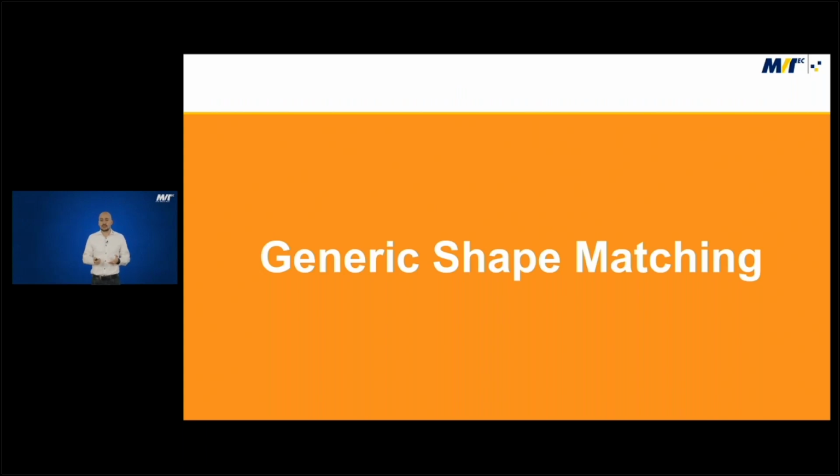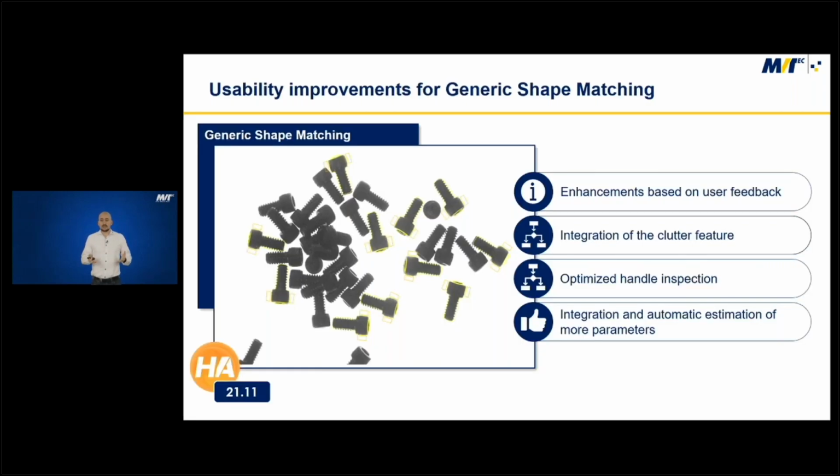Another topic is our generic shape matching. Generic shape matching was introduced in Halcon 21.05 as kind of a usability wrapper for the powerful shape-based matching, which is available in Halcon since more than 20 years. One of our core technologies and one of our features we are very proud of. And with Halcon 21.11, we enhanced this feature for usability based on feedback we got from you. And we integrated the clutter feature, optimized the handle inspection, and integrated more and more parameters into automatic parameter estimation.